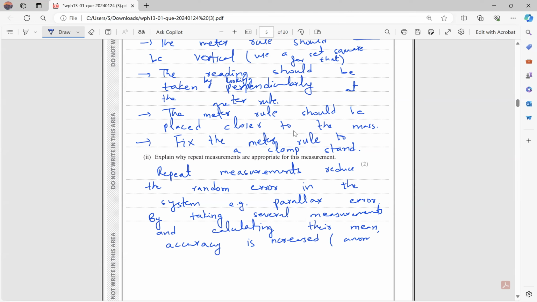Because anomalies can be detected in this way. But if you just take one reading and that reading is a bit higher or lower, then you wouldn't know because you just took one reading.